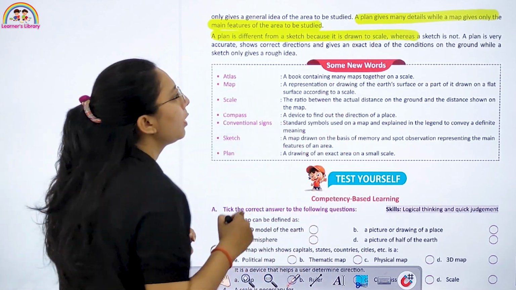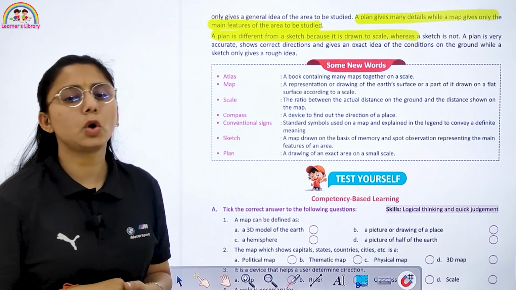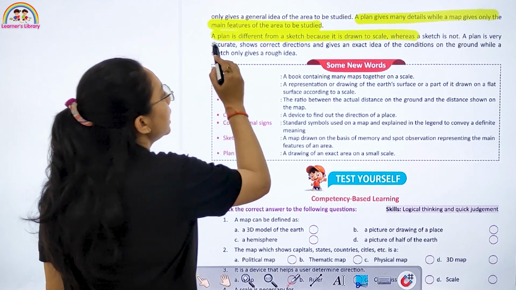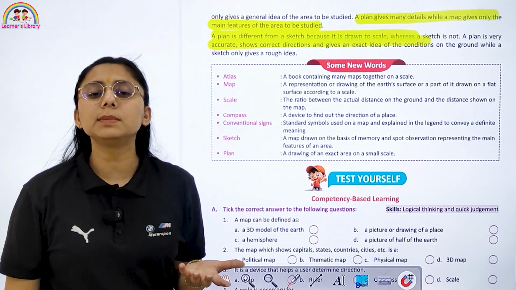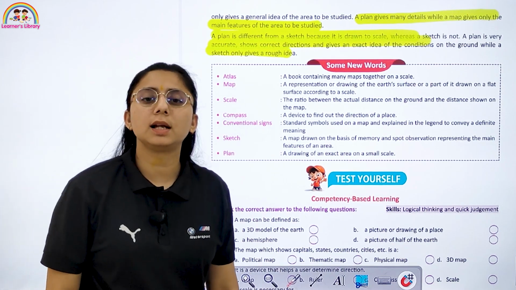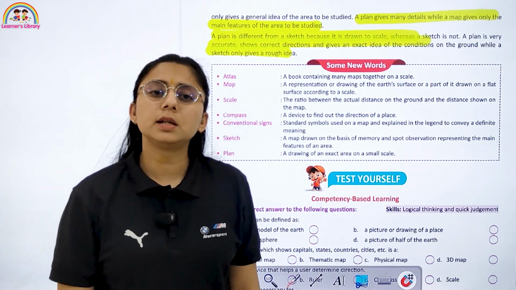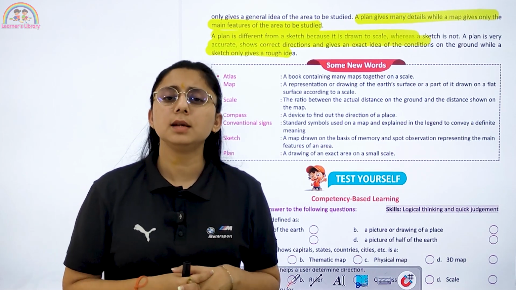A plan is different from a sketch because it is drawn to scale, whereas a sketch is not. A plan is very accurate. It shows the correct direction and gives an exact idea of the condition on the ground, while a sketch gives only a rough idea. Right? This is all in this chapter. Hope you understood. Now we will meet in the next class. Thank you.